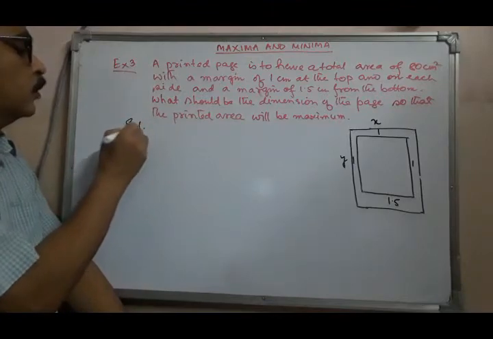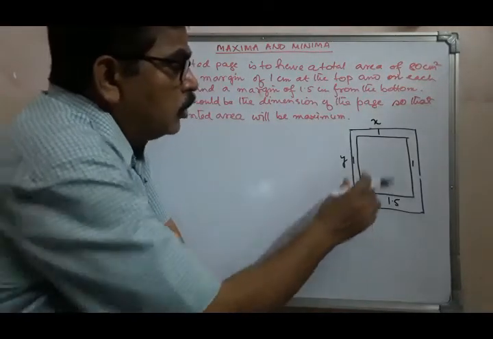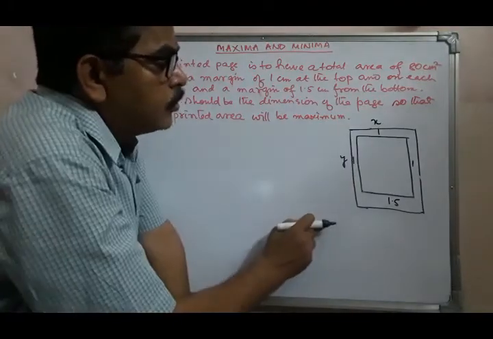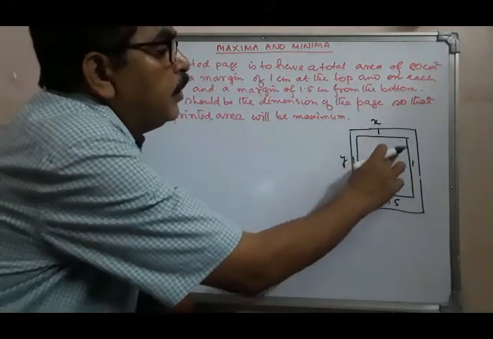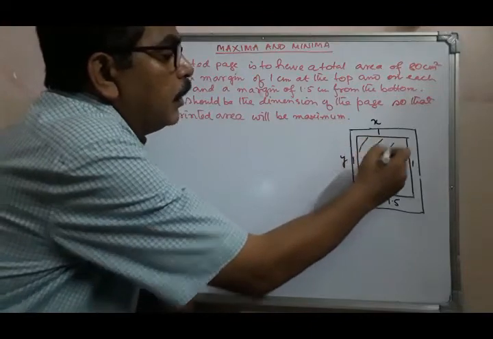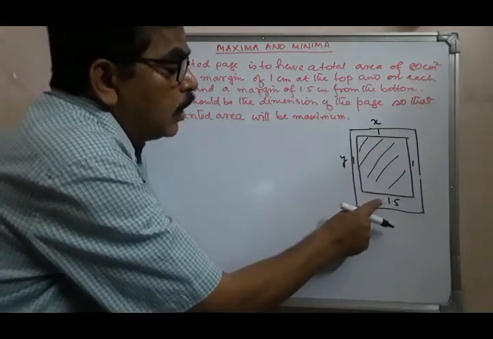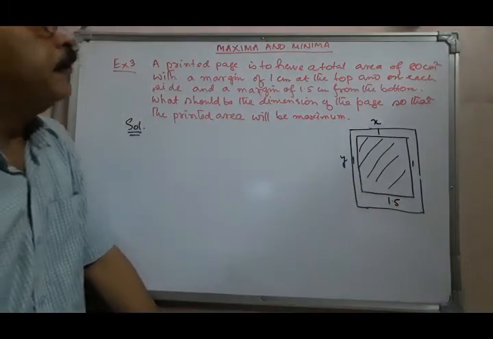Solution. So the diagram I have already drawn. This is the printed page whose length is y, breadth is x. Inside it is the printed area. This is the printed area. Margin 1, 1, 1, and from the bottom the margin is 1.5.